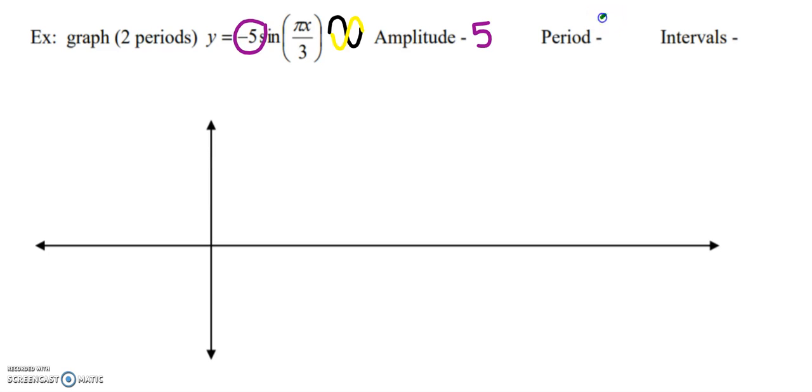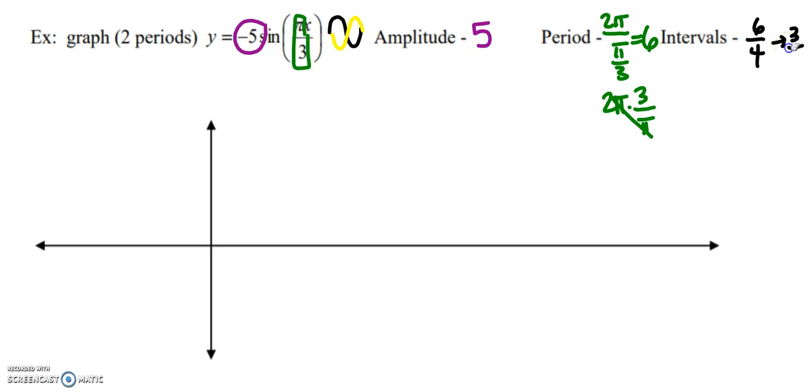The period is going to be 2 pi over, here's B, pi over 3. So doing a little fraction work, this is going to be 2 pi over 3, which means it's really 2 pi times 3 over pi. Cancel. The period actually is just 6. So my intervals are going to be 6 over 4, which is really just 3/2, or 1.5 if you like decimals.